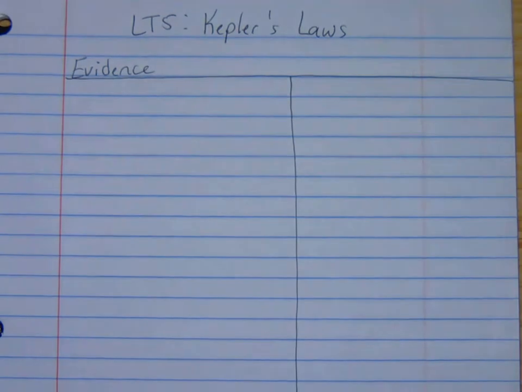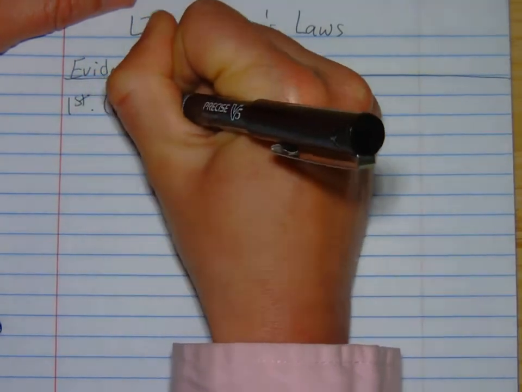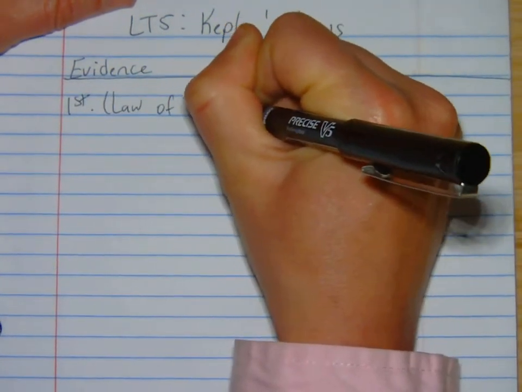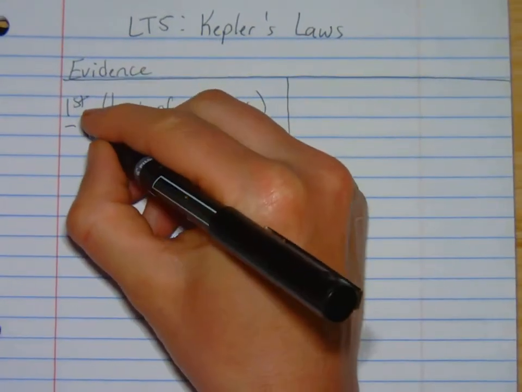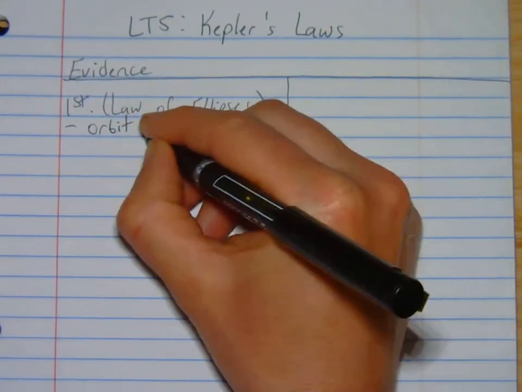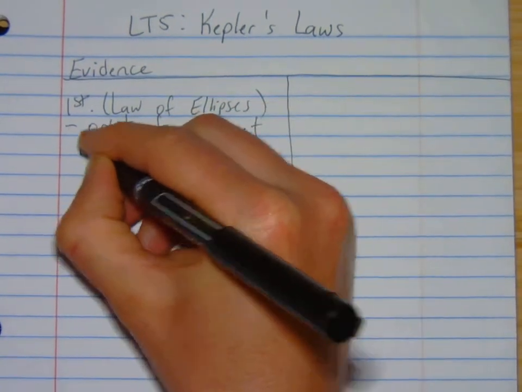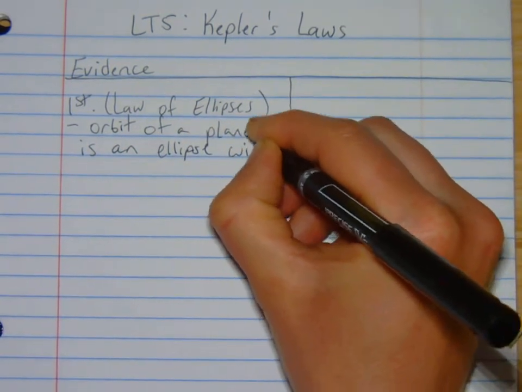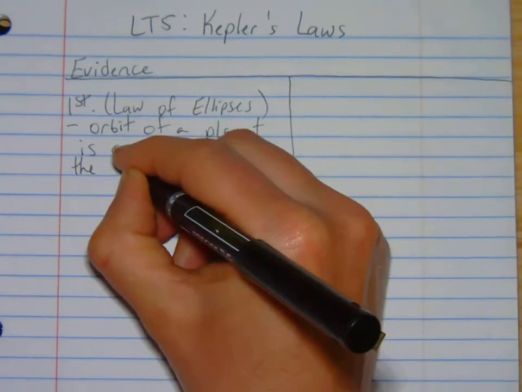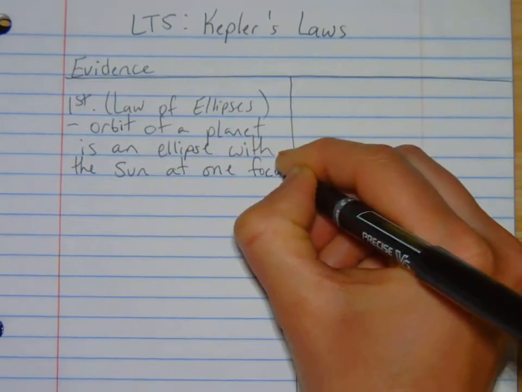To start out with, I'm just going to give you the definitions on the left. The first is also called the law of ellipses. What we should know by now is that the orbit of a planet is an ellipse with the sun at one focus of that ellipse.